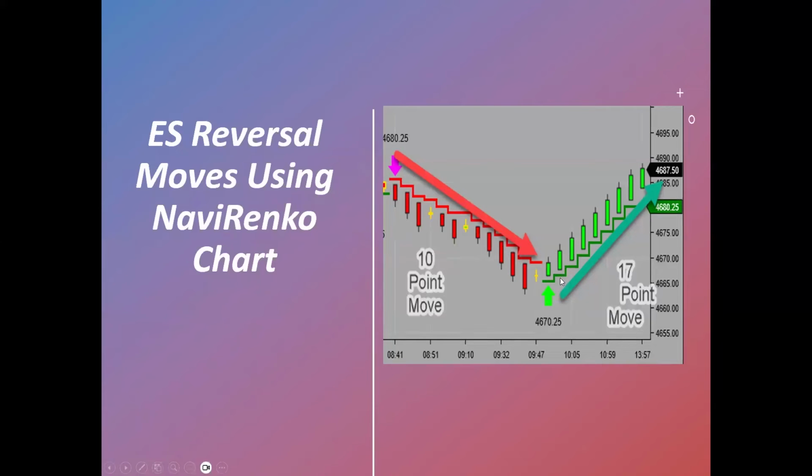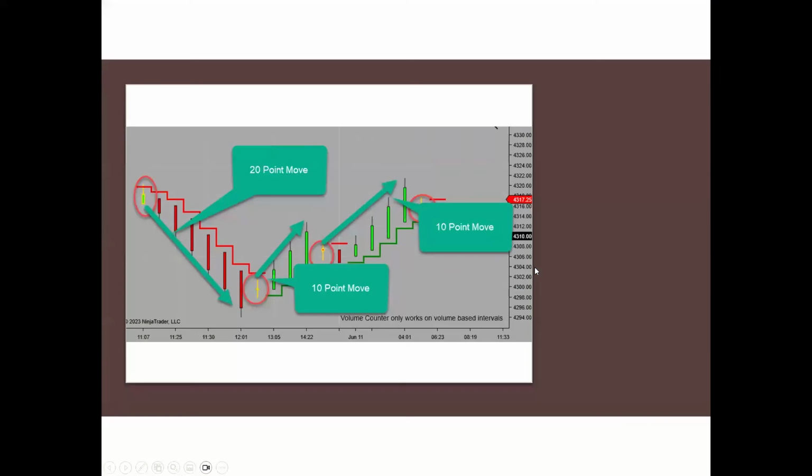You can see on the chart, we've got green bars, we've got red bars, but there's also a gold frame bar. And when we break above those gold frame bars or below the gold frame bars, we usually get a move of 10 or more points on the E-mini. All right, so 10 or more points.